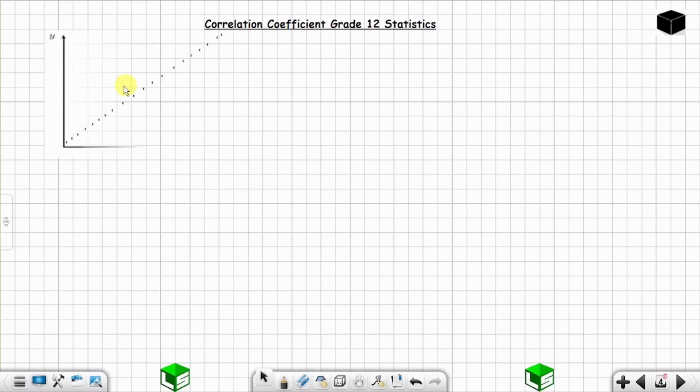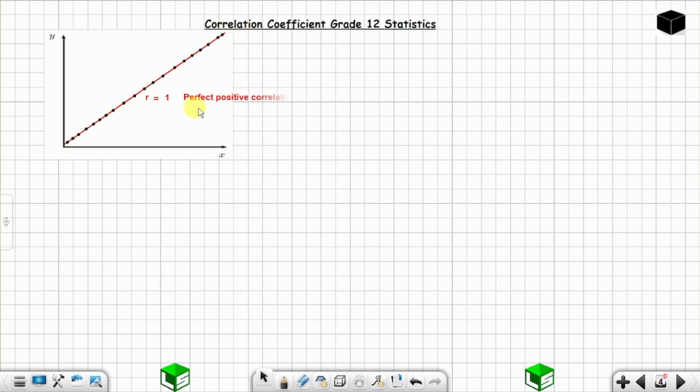Let's say you are given this scatter plot. Now, if you try to draw a straight line following this pattern, you are going to see that the points lie exactly on top of this line. So R is equal to 1. This is a perfect positive correlation. Whenever you have this situation, all the points are exactly on top of this line.